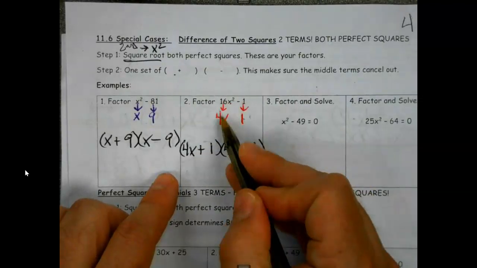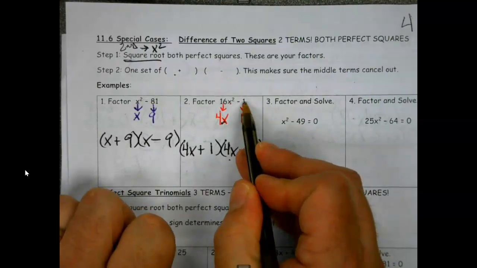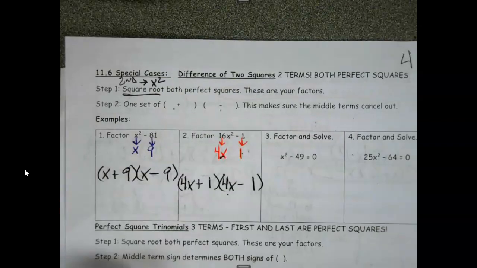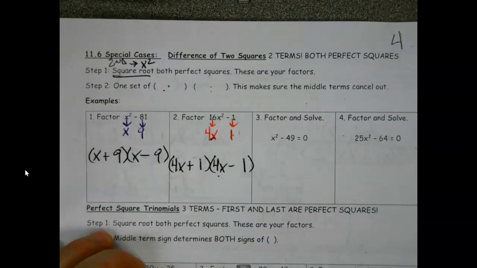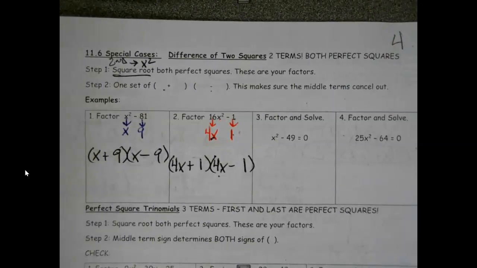Whatever's first up here goes first in the parentheses. The order on these doesn't matter as long as you have one of each. So if you would put like 4x minus 1, 4x plus 1, you're still okay. Normally we just say plus minus because that's the way a lot of our brains tend to think.